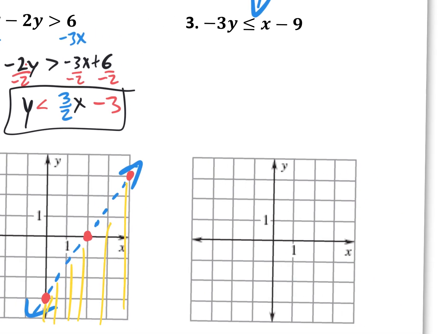Last one. You want to get y by itself. So we're going to get rid of the multiplication of -3 by dividing by -3, dividing by -3, dividing by -3. Keep in mind that there's an invisible 1 in front of the x. And yes, we are dividing by a negative, so that's going to be y. And because you're dividing by a negative, you're going to have to flip that inequality symbol. It's going to become a greater than or equal to.